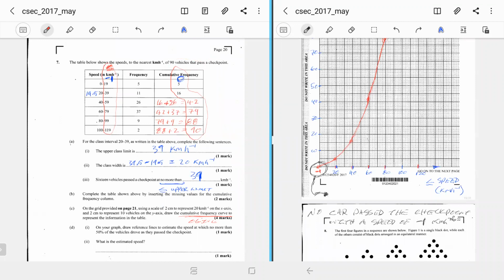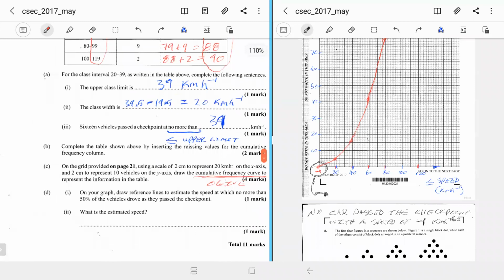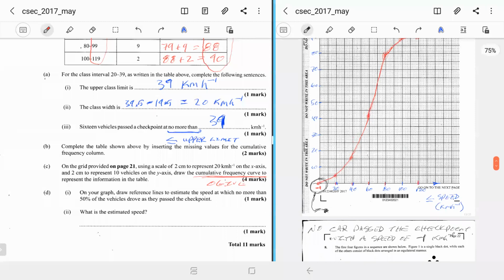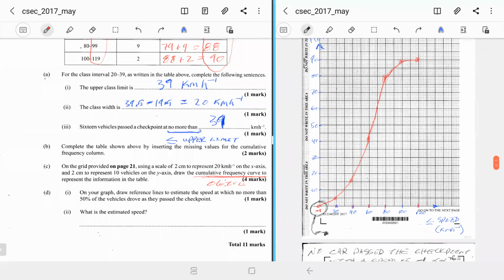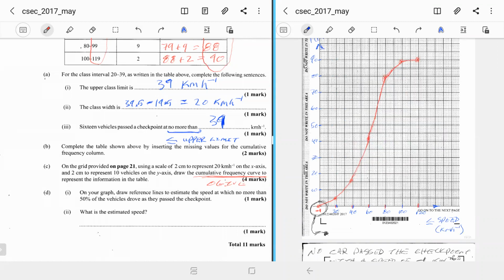So you want to know what speed no more than 45 of the vehicles passed at. Right? So you're going to find 45. You're talking about 45 cars. 50% of cars is 45. So you come on the graph and you find 45. Just mark it in green, or in blue, it doesn't really matter. So you find 45, which is right here. That's 50% of the cars.